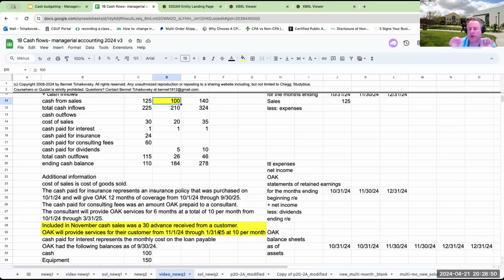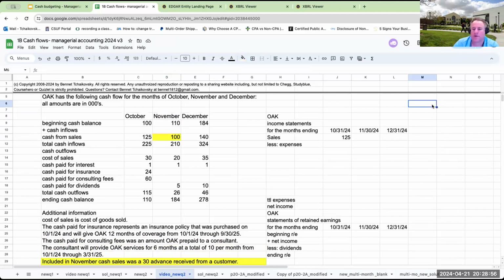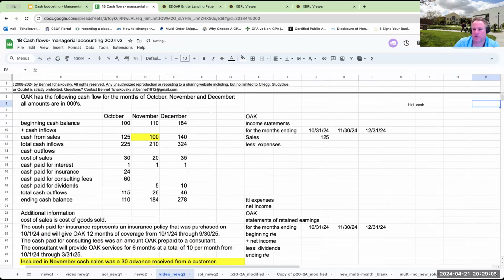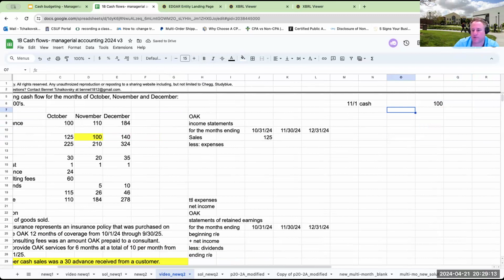So we are not going to go through and use 100. Why is that? Well, assuming that this money was received on 11/1, we got cash of 100. So when we're going through and receiving cash, we're going ahead and debiting cash. What would I have credited on 11/1?